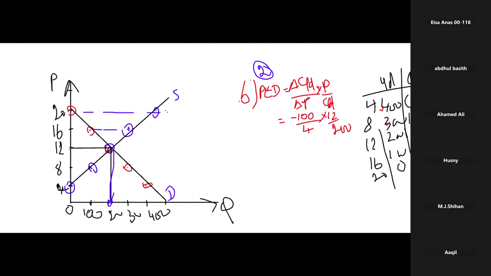All right. Now it's simple maths. 100, 200, 2, 4, 12, 3. So 3 by 2, minus 1.5. Frankly tell me, did you all understand this minus 1.5?